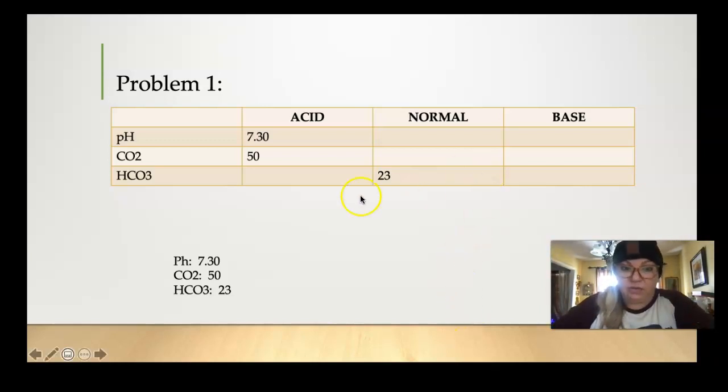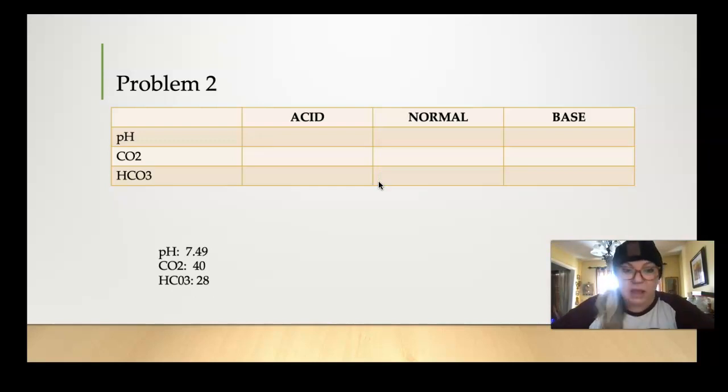And if you look at that, you've got your pH and your CO2 line up in the same column. So this is a respiratory acidosis. It's in the acid column. The pH is acidic, and it's CO2, so it's respiratory. Remember, CO2 is the lungs, so it's a respiratory acidosis. And the bicarb is normal, so there's nothing going on with the metabolic system. It's just hanging out like it normally does. So this is uncompensated. There's been no compensation. It's uncompensated respiratory acidosis.